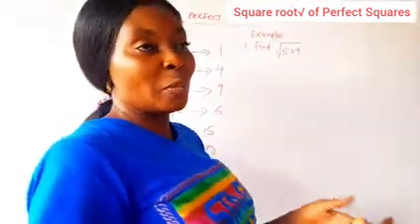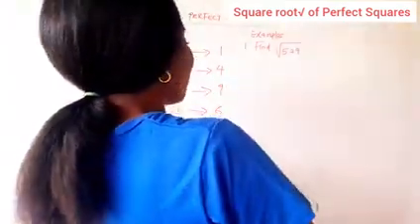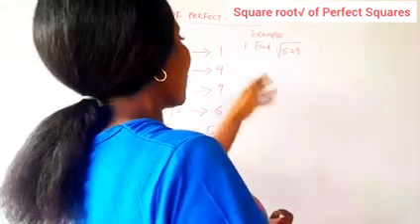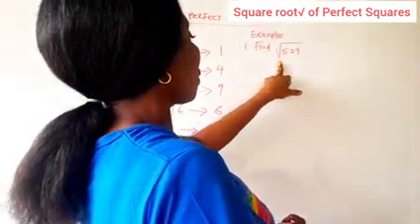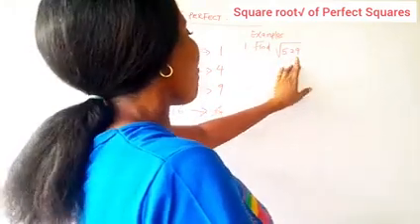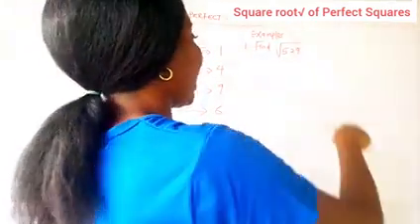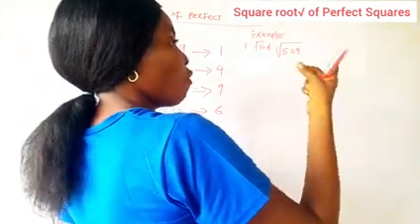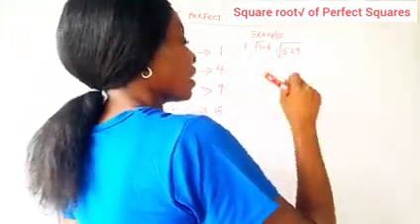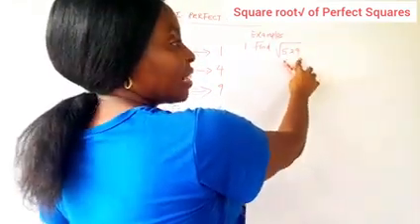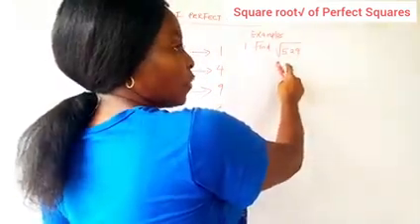Okay, now let's take some examples on how we can use this simple trick to look for the square root of perfect squares. So we have: find the square root of 529. Remember, I told you for a number to be a perfect square, it must end with 0, 1, 4, 5, 6, or 9. So because this number ends with a 9, it shows that this is a perfect square.